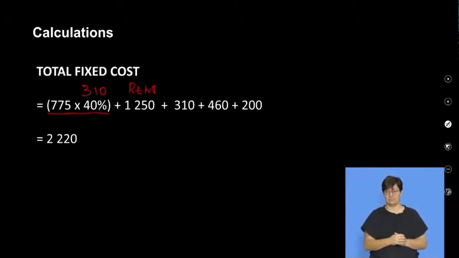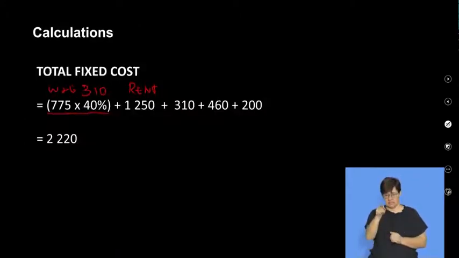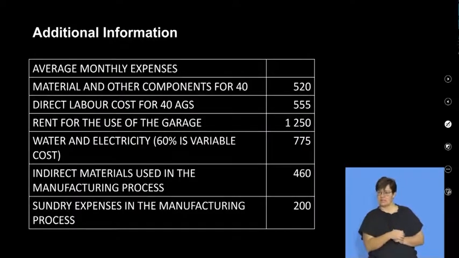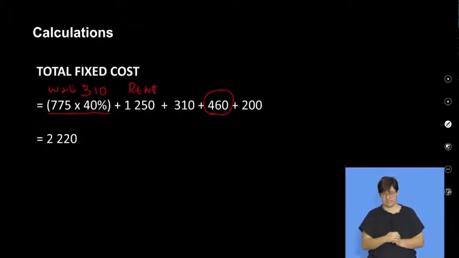Okay. This one was your water and electricity. Right. The next item that we look for is to see what else are we told. We are told indirect materials used in the manufacturing process works out to 460. Let's see, there's my 460 there, right? And then I can see the next item that I need there will be my sundry expenses in the manufacturing process, which will be my 200. Let's go back. Here we go.